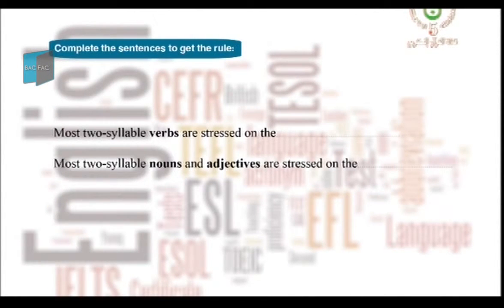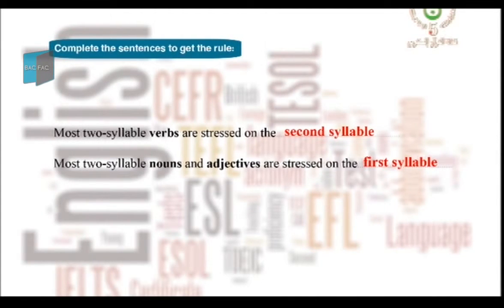Most two-syllable verbs are stressed on the. Most two-syllable nouns and adjectives are stressed on the. Okay, let's correct them. Most two-syllable verbs are stressed on the second syllable. Good. And most two-syllable nouns and adjectives are stressed on the first syllable. Right.